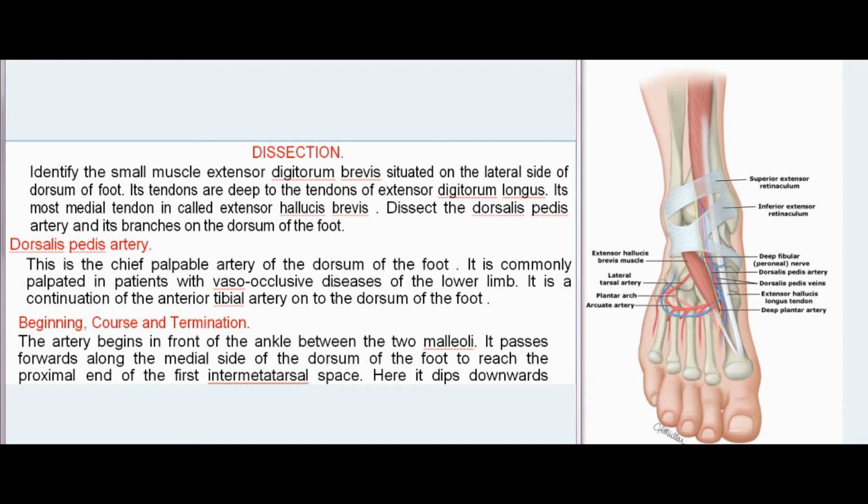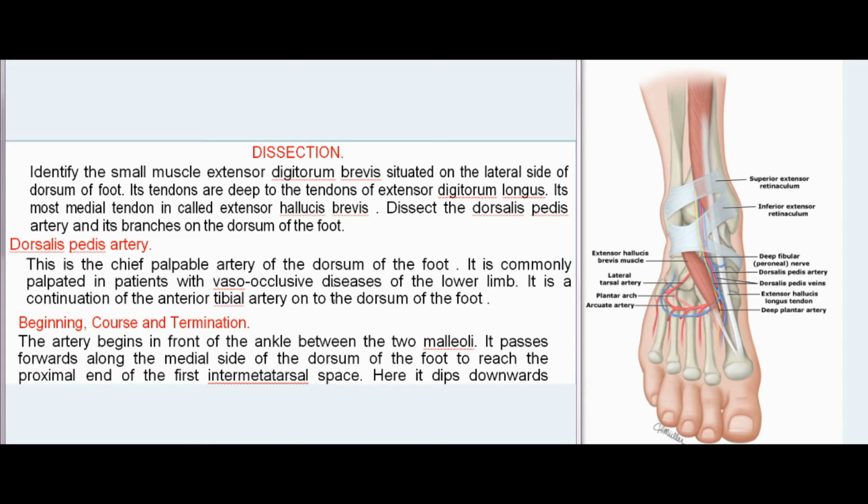Dorsalis pedis artery. This is the chief palpable artery of the dorsum of the foot. It is commonly palpated in patients with vaso-occlusive diseases of the lower limb. It is a continuation of the anterior tibial artery onto the dorsum of the foot. Beginning, course, and termination.